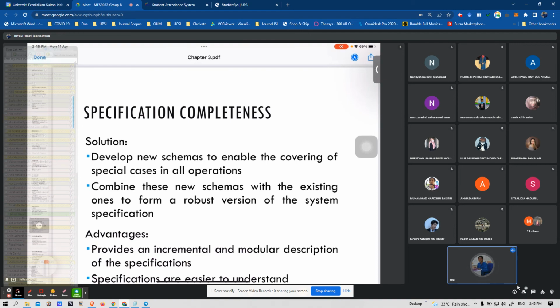Okay, for specification completeness, the solution is to develop a new schema to cover the special cases in some operations. And then we can combine the new schema with the existing one. The advantage is to provide an incremental and modular description of the specification, and then the specification is more readable.